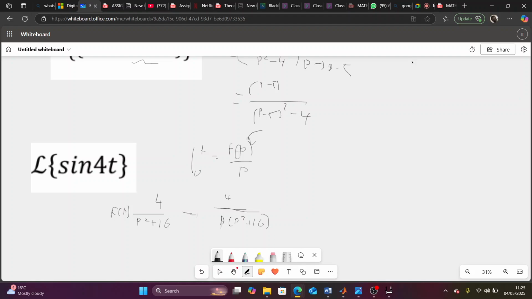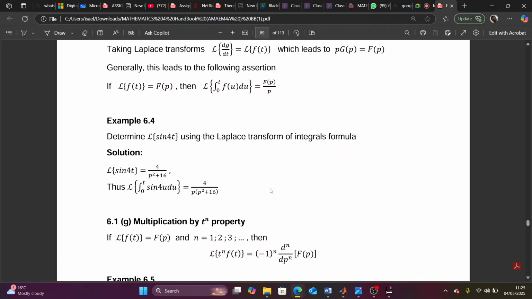Yes, Mr. Trinici, can we move to the next one? That's how easy it is. If you read the question, they say solve the Laplace using the integral formula. What you simply do, Mr. Trinici, is you get your solution like this, and then you divide by p. Easy as that.